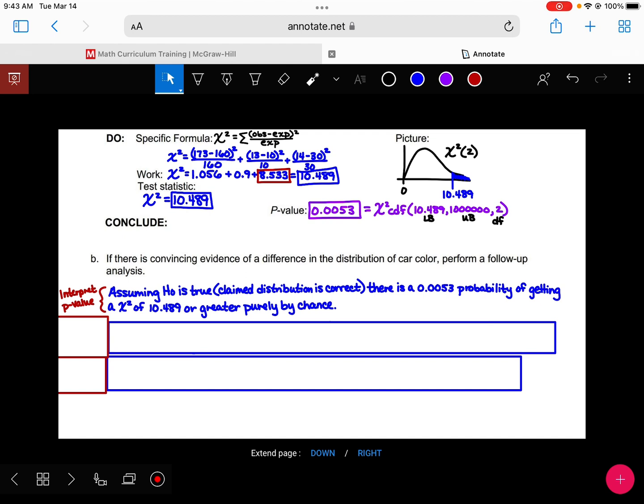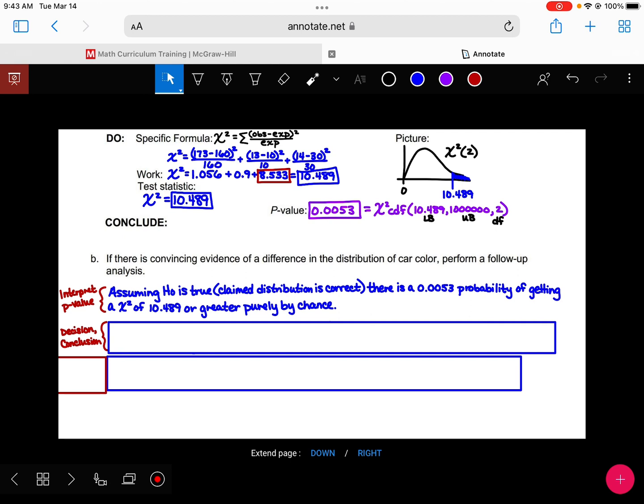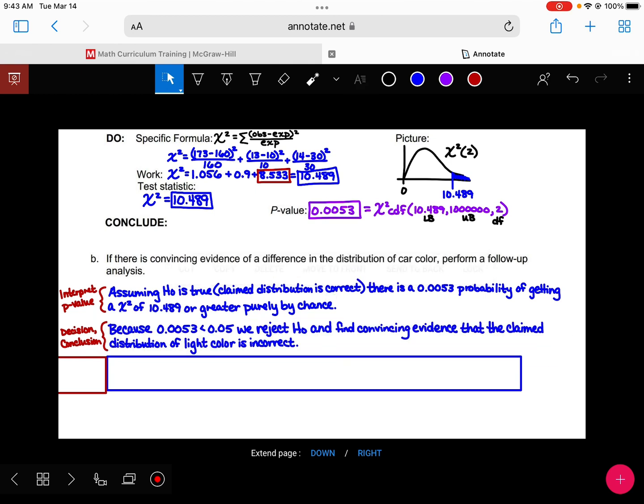So I heard reject null. What does that mean about our alternative? We do or do not have convincing evidence? We do. Because 0.0053 is less than 0.05, we reject the null and we find convincing evidence that the claimed distribution of light color is incorrect.